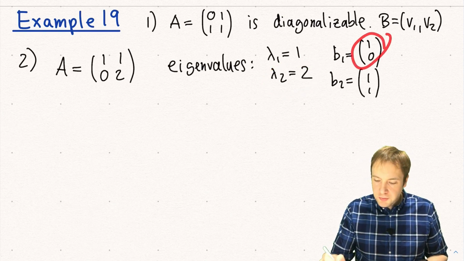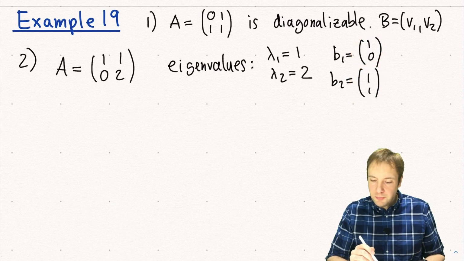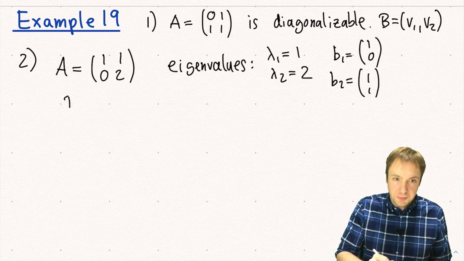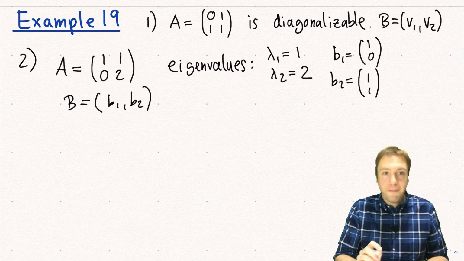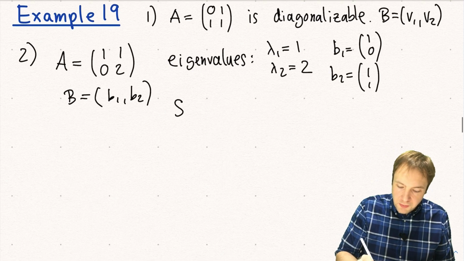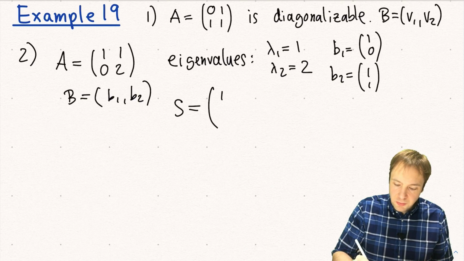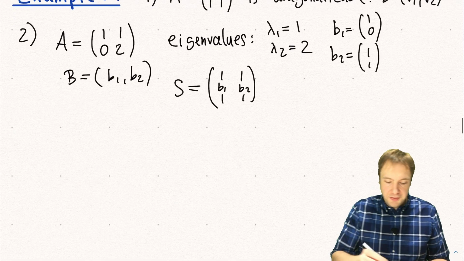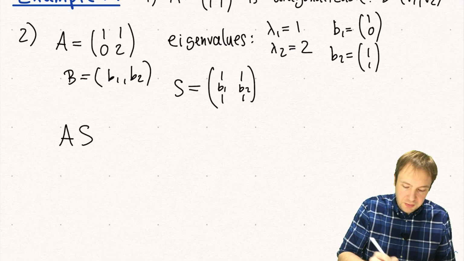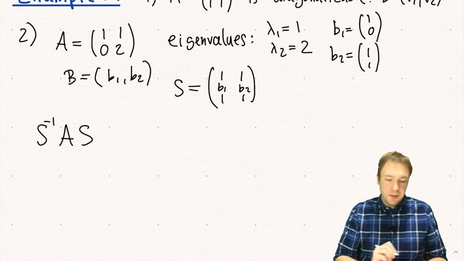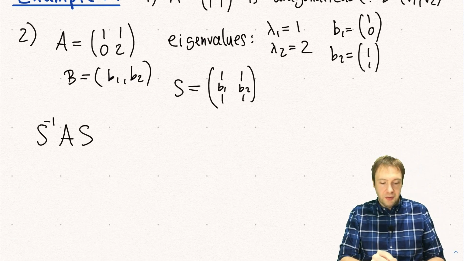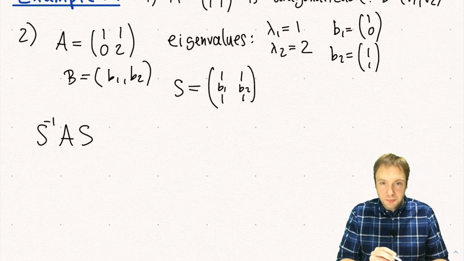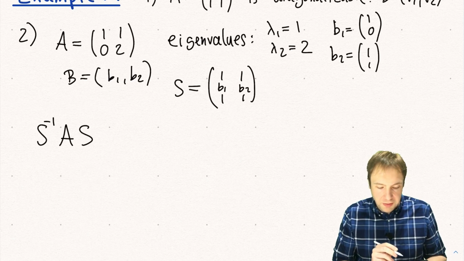And also these two are linearly independent, and therefore you can choose the basis B to be B1 and B2. And then you can define your matrix S to have B1 in the first entry and B2 in the second entry. And then you can check, what is S inverse A S? So how does this matrix look like?